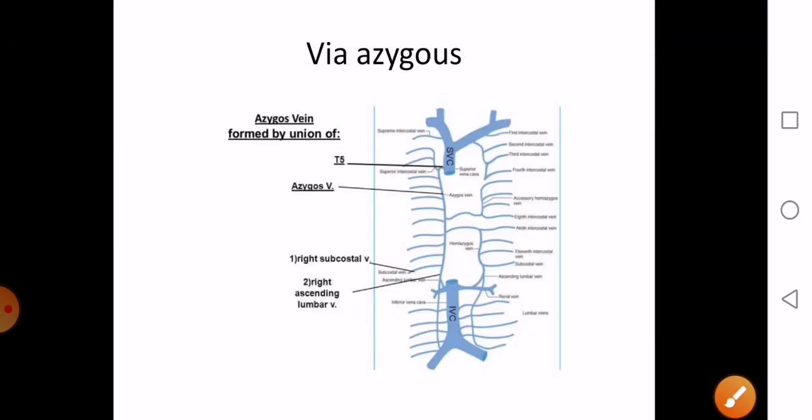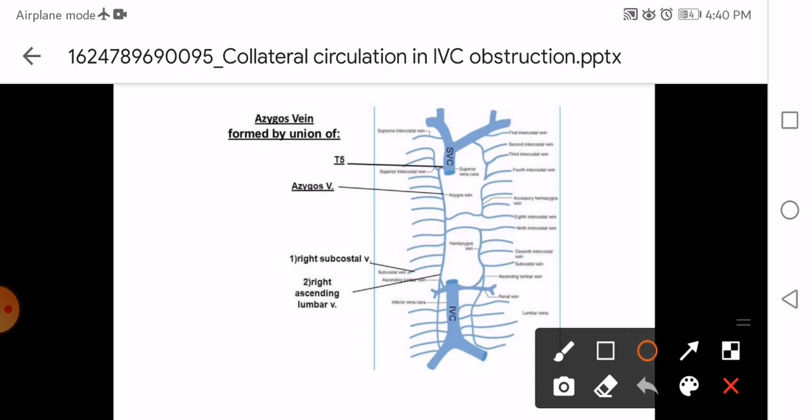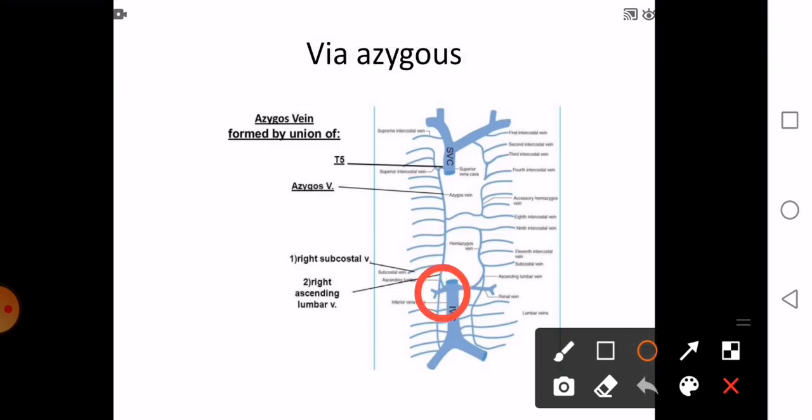The first one, the easiest or the most obvious one, would be via the azygos. Now, all of us know that the azygos arises as a continuation of the lumbar azygos, which arises from the posterior aspect of the inferior vena cava, or it may arise by the union of the right subcostal and the right ascending lumbar. Whatever the case may be, we know that it is in communication with the inferior vena cava.